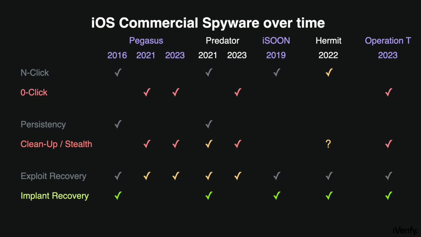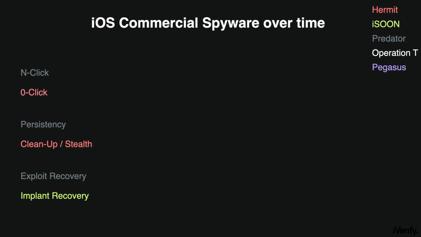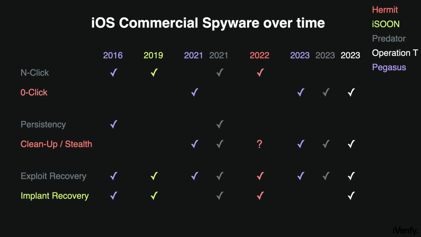And for Operation Triangulation, we had a zero-click attack. We had cleanup and a lot of stealth, and luckily Kaspersky was able to recover both the exploits and the implant. So if we sort this over time instead of by sample, we can clearly see that all the later chains are moving step by step more to the zero-click attack surface. So we're not having any persistency modules anymore, and we're very often only able to gather the initial exploitation.